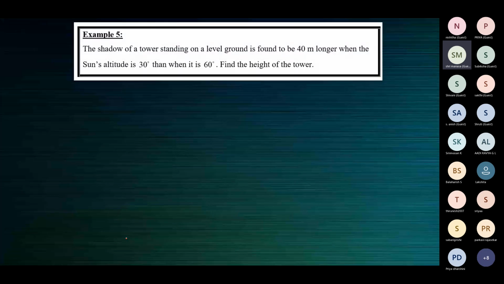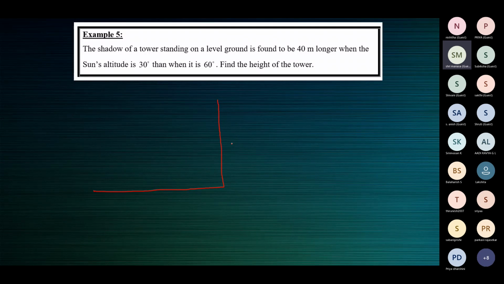Example 5. The shadow of a tower standing on a level ground. So there's a tower on a level ground. The shadow of a tower standing on a level ground is found to be 40 meters longer. The tower is at the same place.